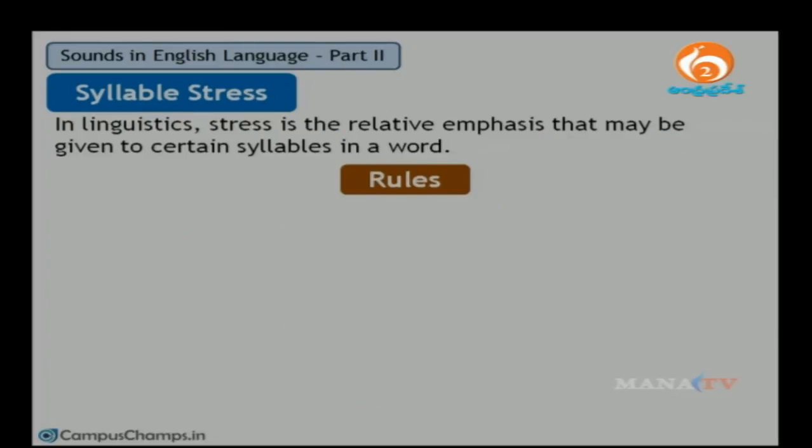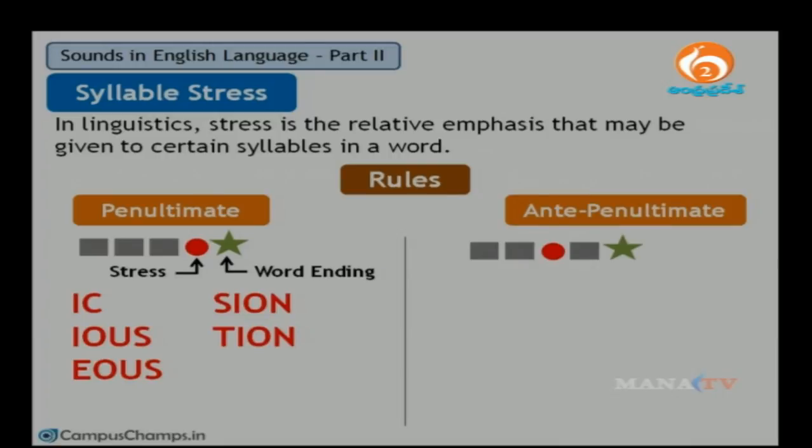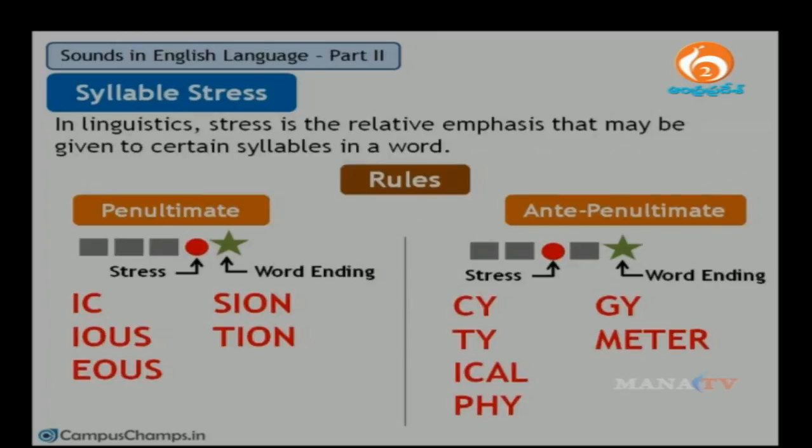Now syllable and syllable stress, there are rules of penultimate and anti-penultimate. What I want you to do right now is make a note of these word endings. I will explain to you in the next session what I mean by this. Please make a note exactly the way I have shown. If you're watching it on YouTube, you can take a screenshot. If you're watching it on television, please make a note of this.